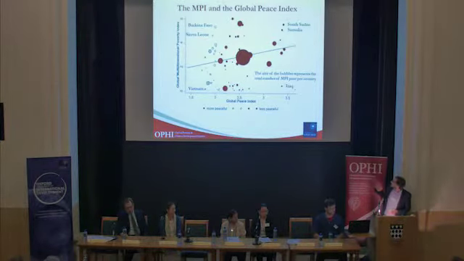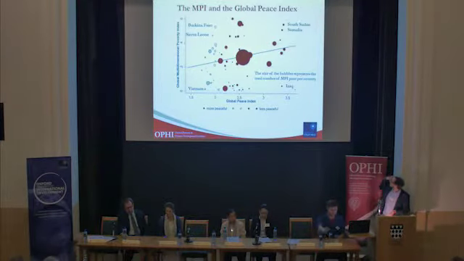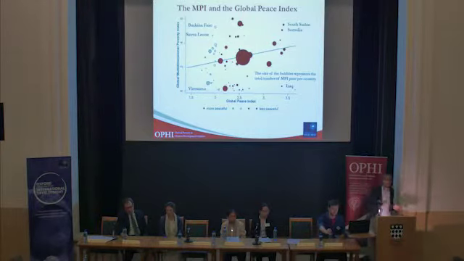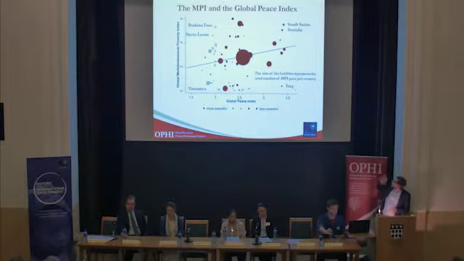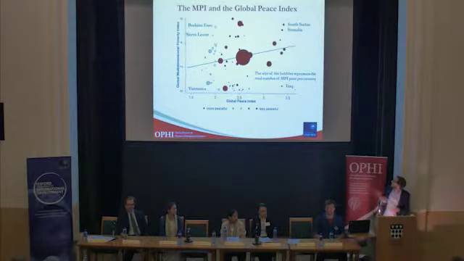The graph shows the distribution of the global MPI and the Global Peace Index. So countries in the dark red at the right side of the graph are the least peaceful countries, while countries on the left are more peaceful. Similarly, countries at the top have high MPI, while countries at the bottom have lower MPI. What the graph shows is that it's actually quite difficult to spot a strong systematic association between the two indices.